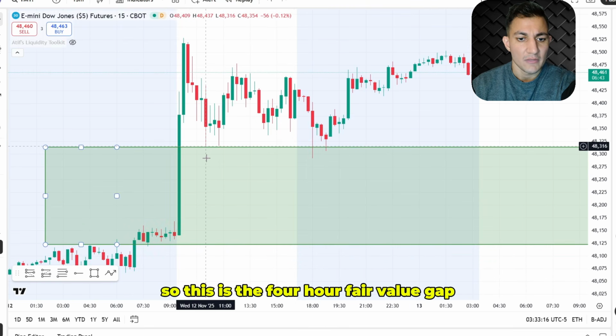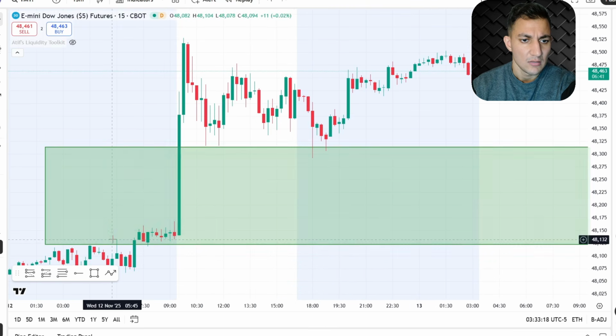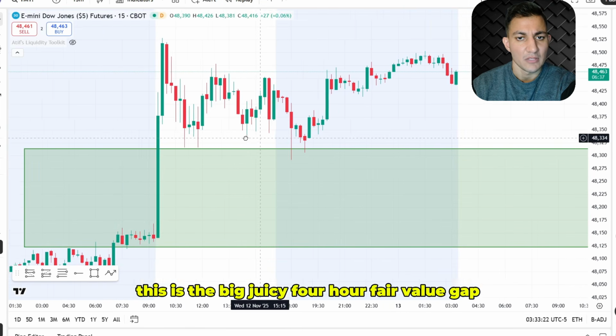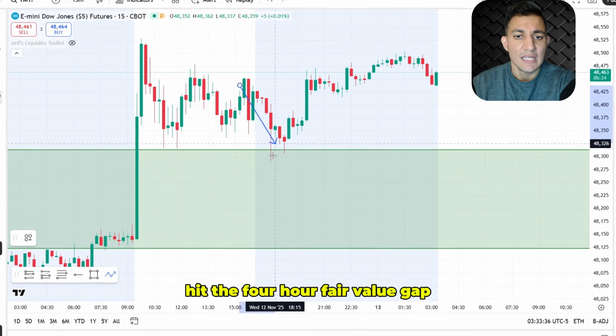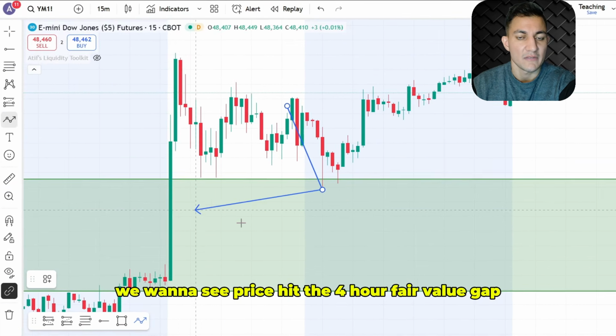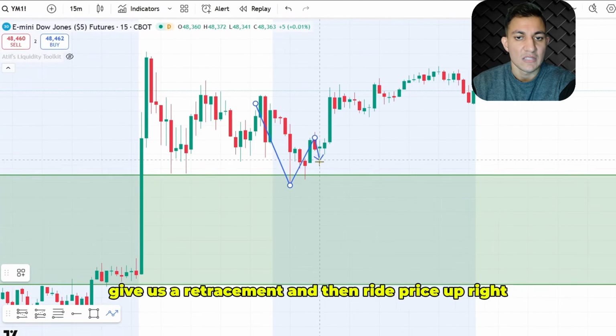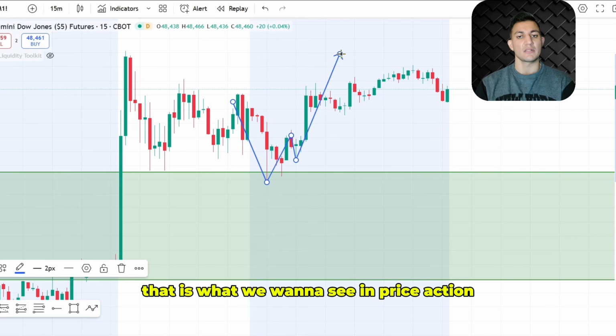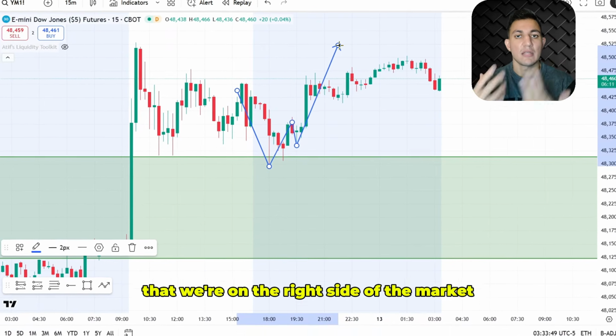So this is the 4-hour fair value gap. This candlestick here, and I think this one all the way over here. This is the big, juicy 4-hour fair value gap. Now, what we want to see is price hit the 4-hour fair value gap, right? This time we're on the 15-minute chart. We want to see price hit the 4-hour fair value gap, shoot off, give us a retracement, and then ride price up, right? That is what we want to see in price action, because that is our confirmation that we're on the right side of the market.